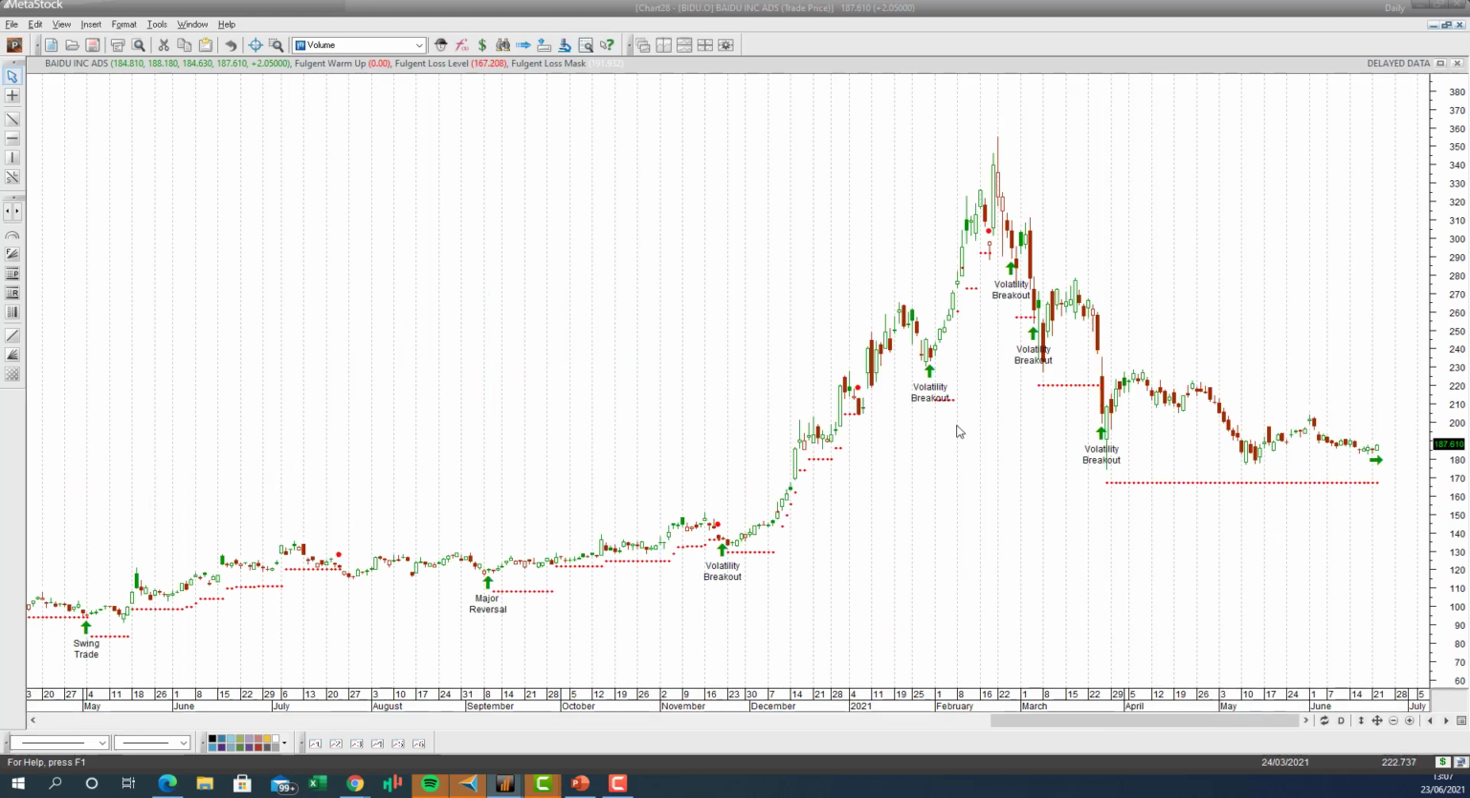Lots of volatility breakouts. Caught this lovely run up, got you out there timely. Then you got another volatility breakout along. That hit the stop loss. 2 hit the stop loss, but the last one's still in along. So it's interesting to see if we'll see a follow through of this move.